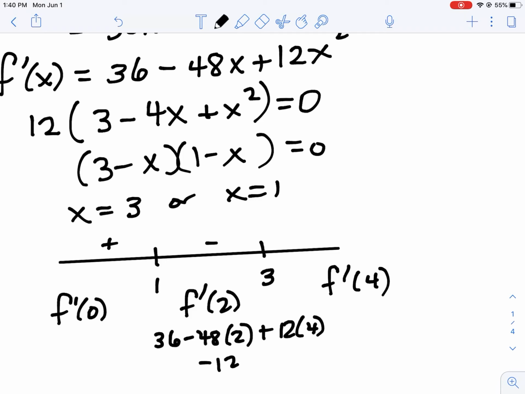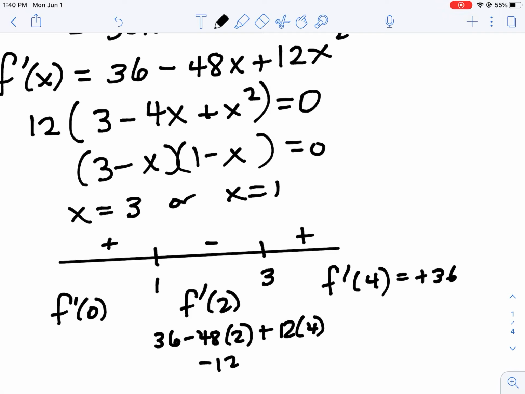So I'm just going to type it into my calculator. 36 minus 48 times 4 plus 12 times 4 squared, which is 16. And I end up with positive 36. Okay, so this is positive 36. And that's the important thing.